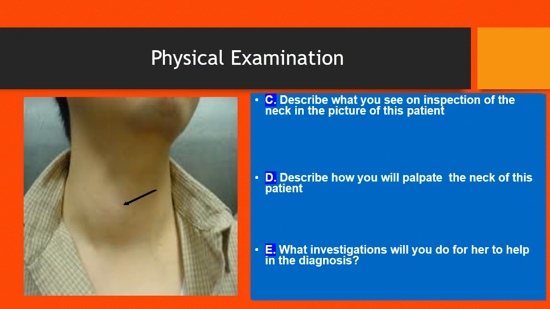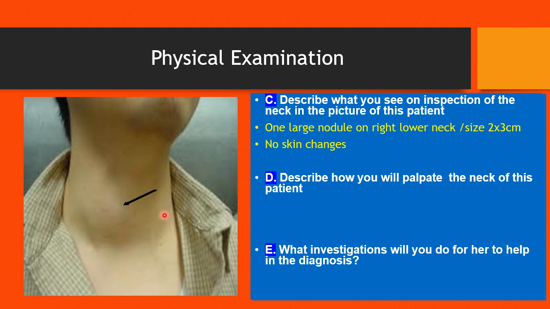On physical examination, question C: describe what you see on inspection of the neck of the patient as shown in the picture here. The answer to this question will be there's one large nodule here on the right lower neck, size about 2 to 3 centimeters, maybe bigger, and is well defined and no skin changes.